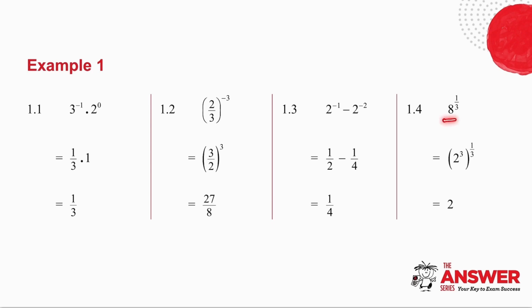1.4, I break the 8 up into prime factors and get 2 cubed. And then I've got exponents next to each other. What do I do in that situation? I multiply them. 3 times a third is 1, so I get 2 to the 1, which is 2.